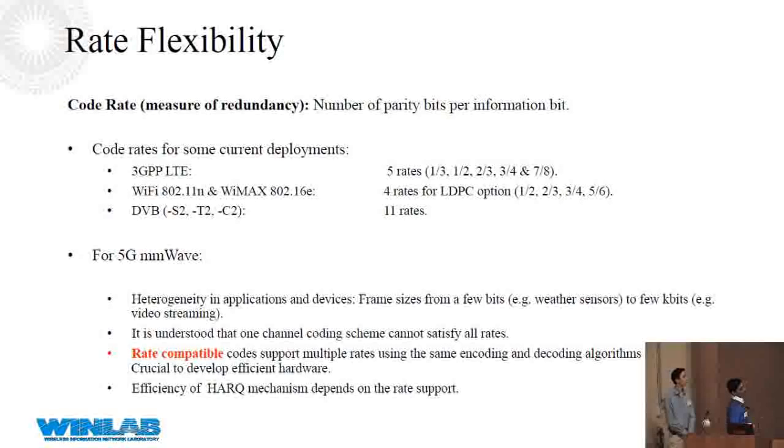For instance, 3GPP has 5 rates for the turbo code, which are listed. Then we have the 802.11 and 802.16 rates for the LDPC scheme, which is optional. The digital video broadcast has 11 rates with fairly large sizes for S2, for example. Now for 5G mmWave, we've seen the applications are going to range from sensors which transmit a few bits to videos and whatnot. So heterogeneity plays a clear role. Although it's very clear that one code is not going to satisfy all these requirements.